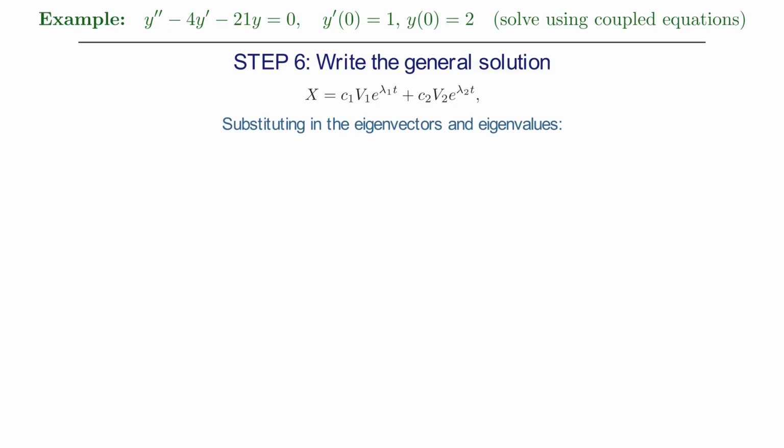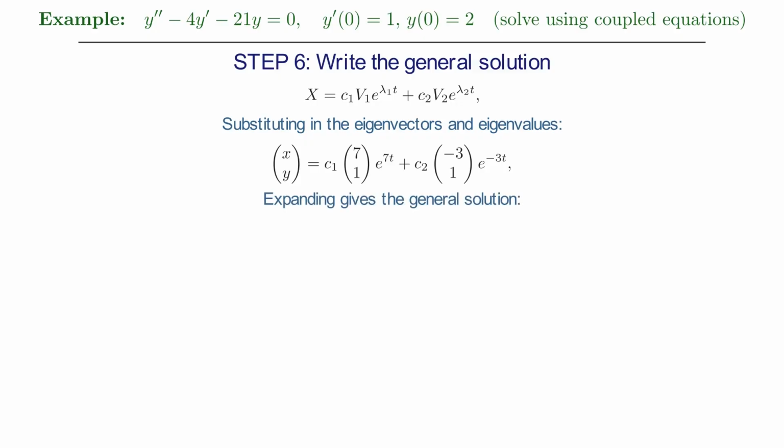This gives us [x; y] equals c1 [7; 1] e to the 7t plus c2 [-3; 1] times e to the -3t. So we can expand this out, and this gives us the following general solution. x, which is y prime, is equal to 7c1 e to the 7t minus 3c2 e to the -3t, and y is equal to c1 e to the 7t plus c2 e to the -3t.